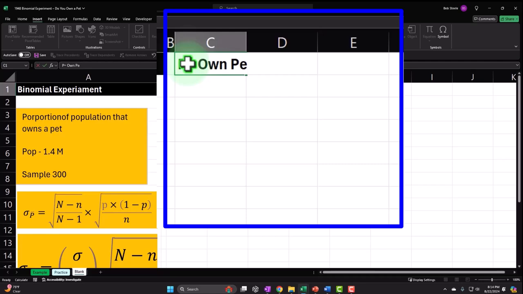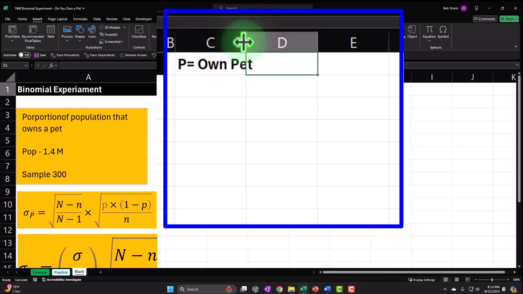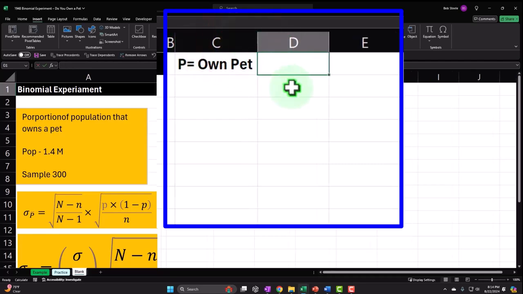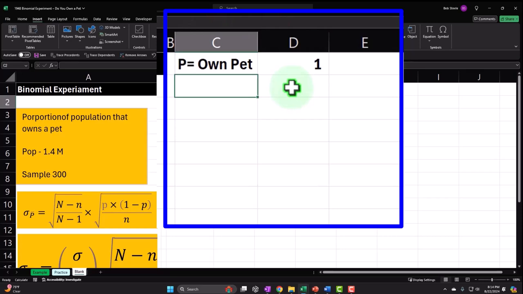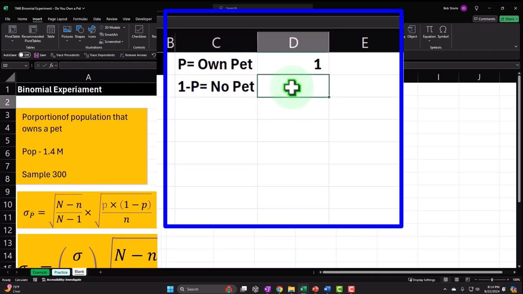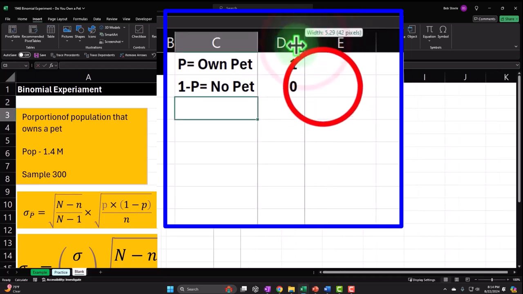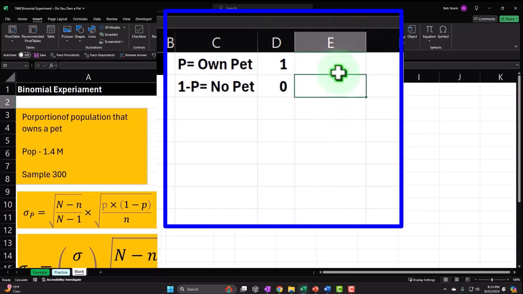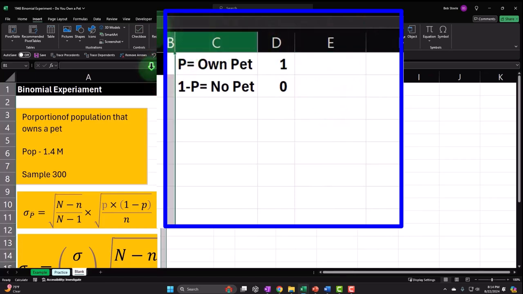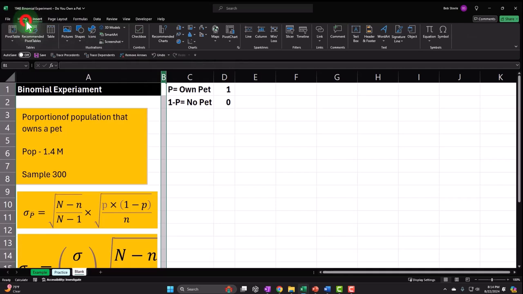So, do you own a pet? We're going to say the responses are going to be 1 if they own the pet, and then 1 minus p would be the people that say no, they don't own the pet, no pet, except that pet rock. It doesn't count, because the maintenance is not required there. You don't have the maintenance of picking up the crap, so it does not qualify. That's cheating.